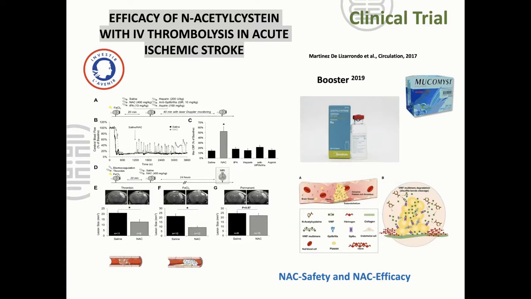And the data that I showed you before using N-acetylcysteine led to a set of data which allowed us to start a clinical trial, which is named in the context of the RHU Booster. It's N-acetylcysteine with IV thrombolysis in the context of acute ischemic stroke, and the clinical trial is ongoing, and we are doing right now the safety part of this clinical trial, and we expect to start very soon the efficacy part of these clinical trials.